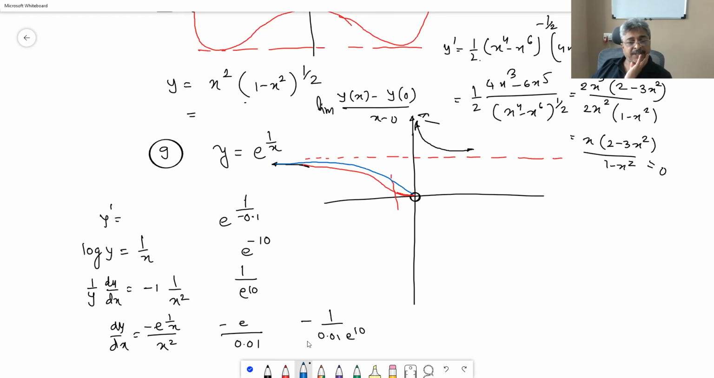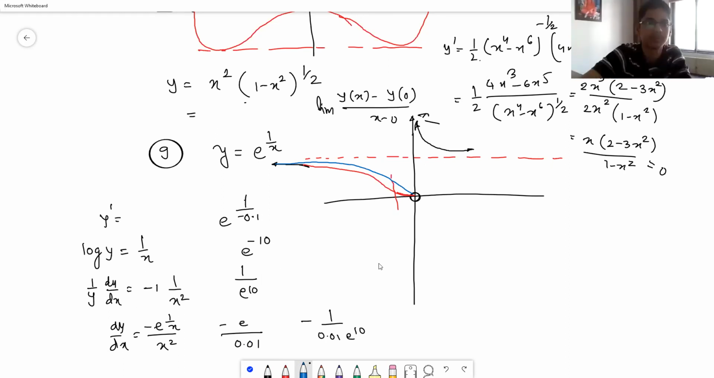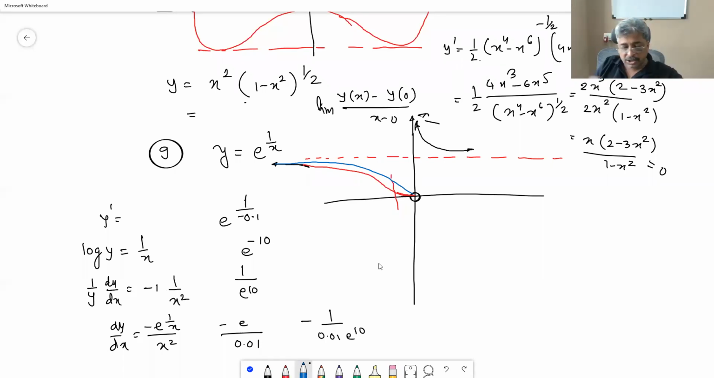Is that correct for everyone? Okay, so the graph I have explained. We have still 16 minutes, and we can draw a couple of more graphs. Problem number 10. Y is equal to x plus 1 upon x.